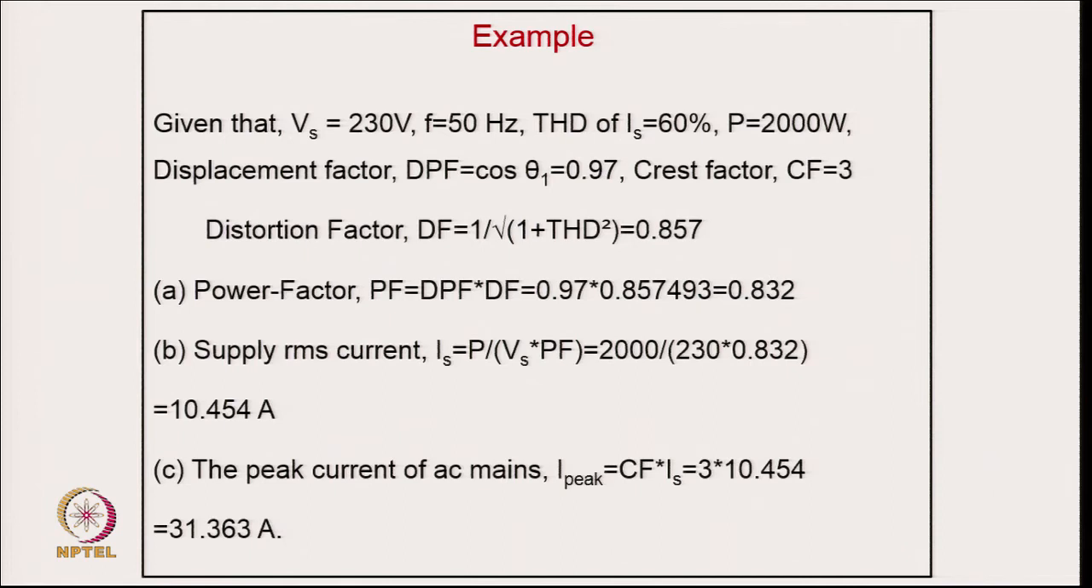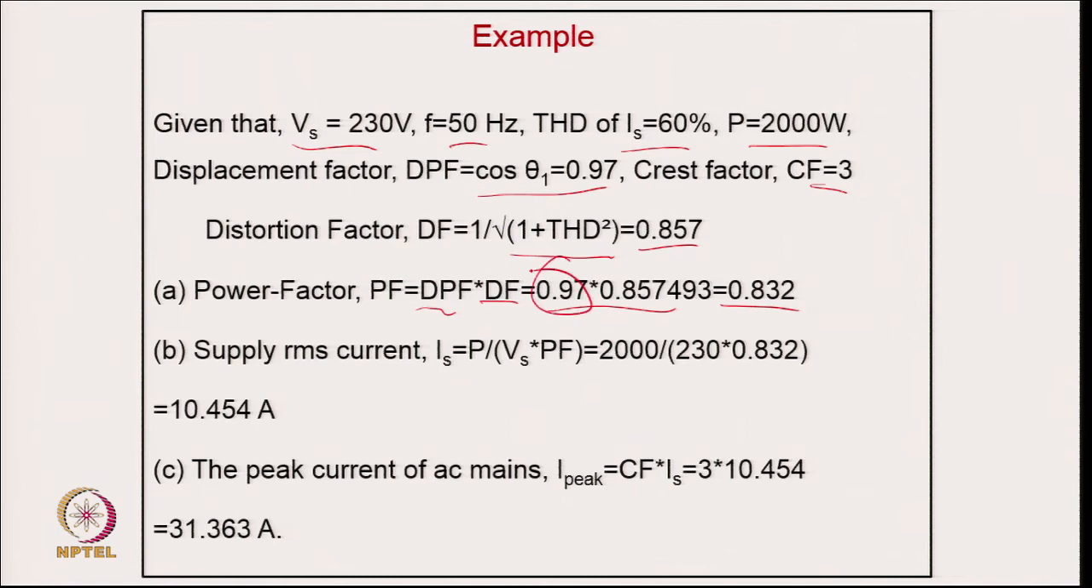So, the supply voltage Vs is 230 volt, frequency 50 hertz, the THD of the supply current is given as 60%, the active power drawn is 2000 watt, the displacement factor is 0.97 and the crest factor is 3. What is asked here is the distortion factor, that is 1 upon root of 1 plus THD square. So, it is 0.857, and the power factor is the displacement factor multiplied by the distortion factor, and putting in the values calculated and given here, the power factor comes to 0.832.